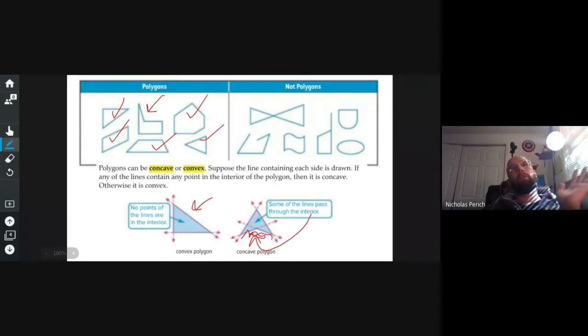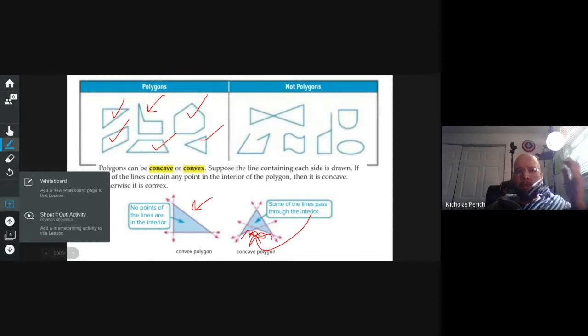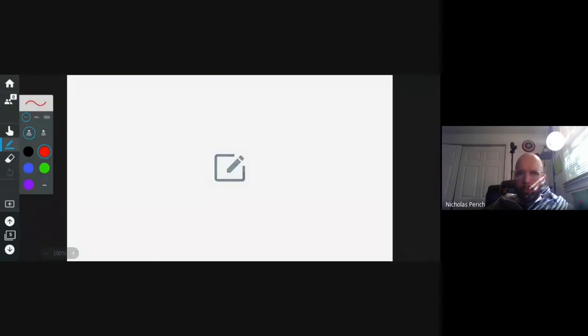Okay, so the vocabulary might seem a little iffy, and I already see somebody in the chat saying question mark exclamation, question mark exclamation. Let me quickly draw a few examples. Okay, convex. Convex is the normal shapes that we're used to, as long as they're straight lines. So this is convex because it's just a regular looking shape.